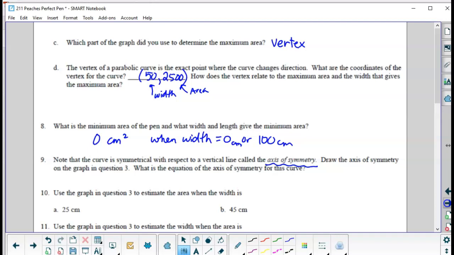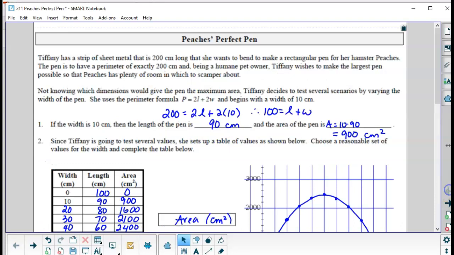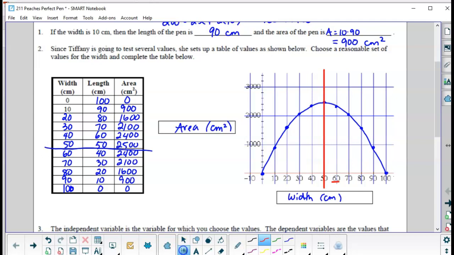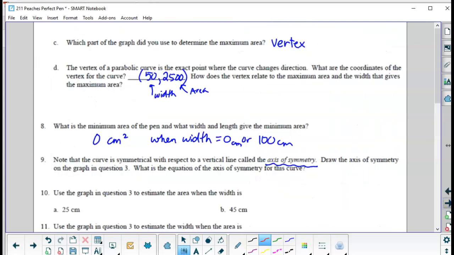Draw the axis of symmetry on the graph. What's the equation of it? So go back to your graph. Axis of symmetry, I'm going to do it in red. So it goes through the vertex. So that's the axis of symmetry. What's the equation of that? Remember, any vertical line is x equals, but in this case our x is w. This would be w equals 50. So what is the equation? It's w equals 50.